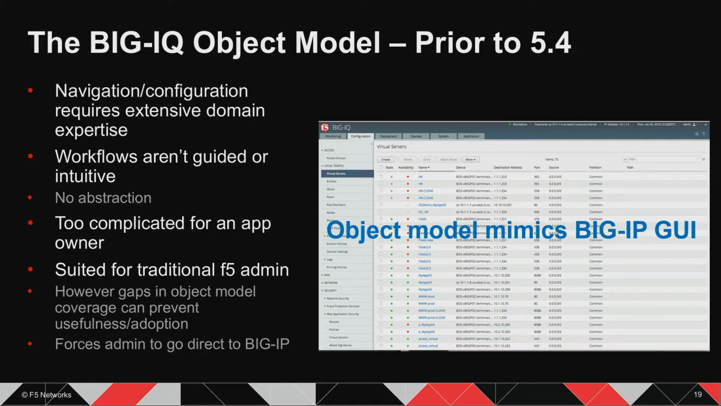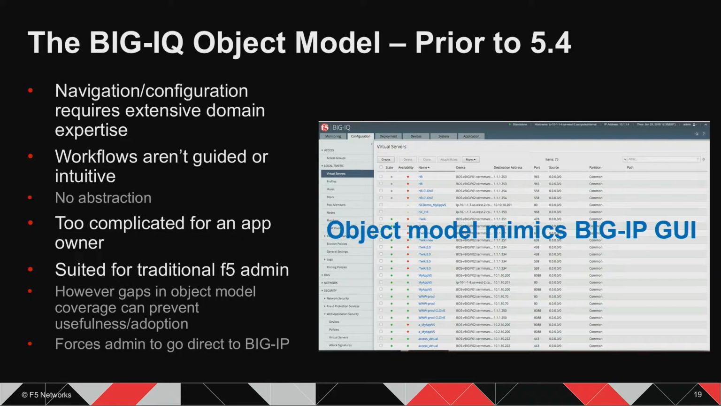So one of the challenges we've had, we call that the object model. BIG-IP supports thousands of different configuration options. But within BIG-IQ, we don't have support for all those same options. We have support for some of them, and we've added more and more with each release.